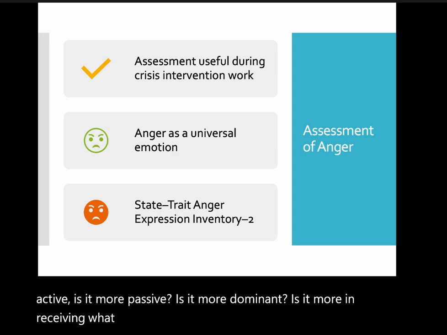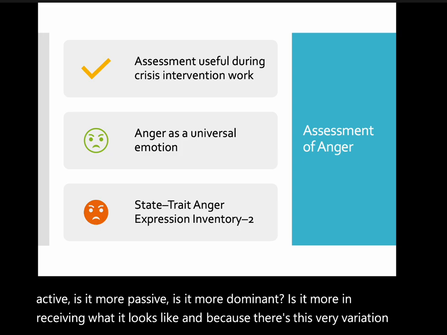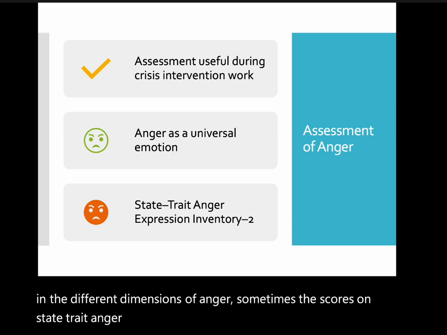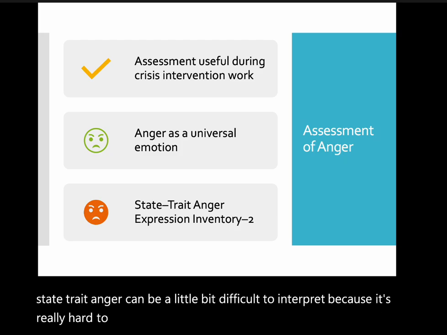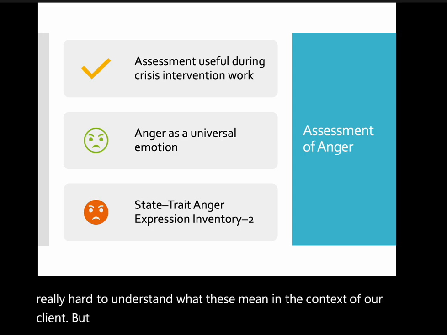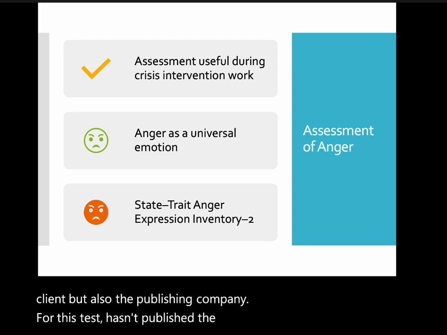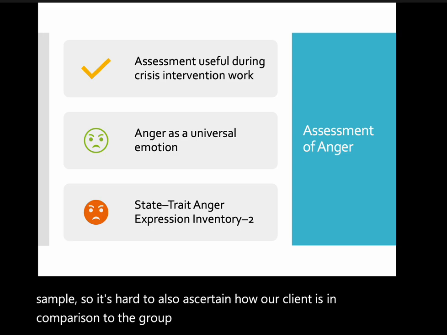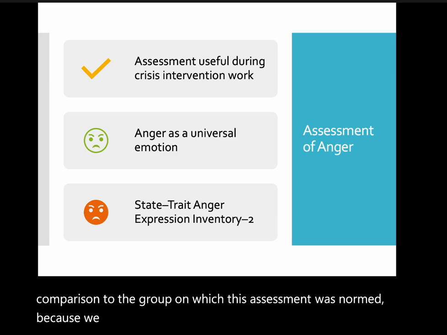What it looks like. And because there's this variation in the different dimensions of anger, sometimes the scores on state trait anger can be a little bit difficult to interpret because it's really hard to understand what these mean in the context of our client, but also the publishing company for this test hasn't published the composition of their normative sample. So it's hard to also ascertain how our client is in comparison to the group on which this assessment was normed because we don't know who it was normed on.